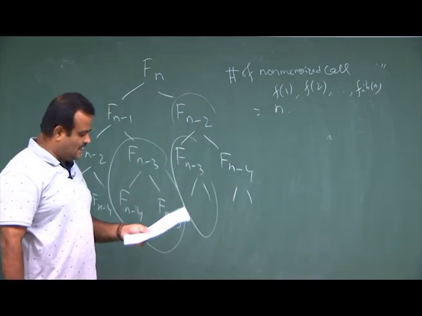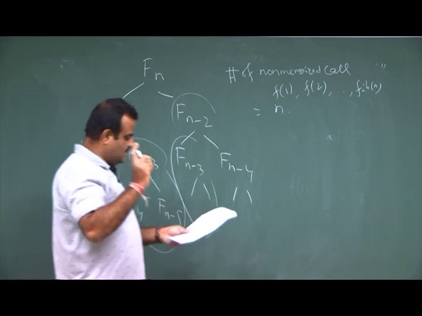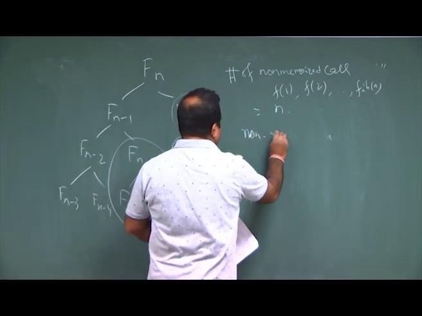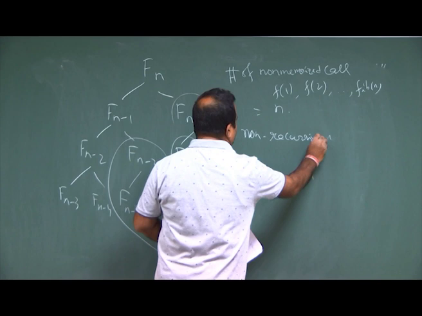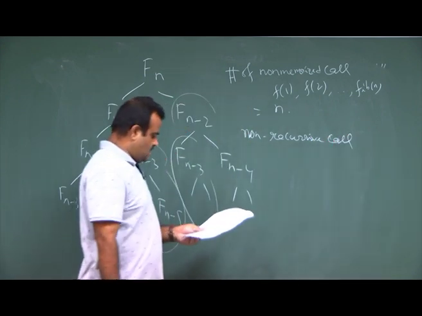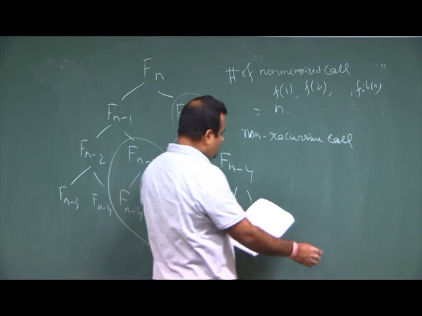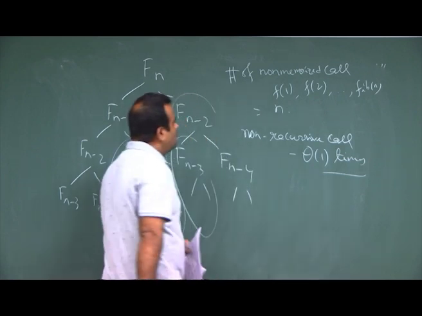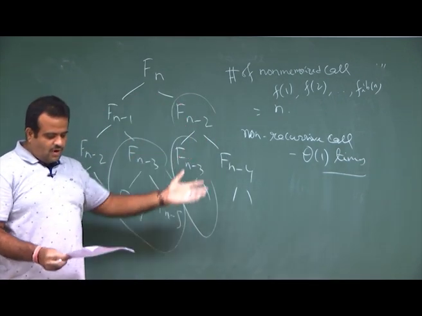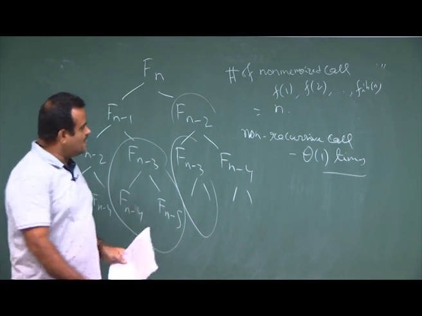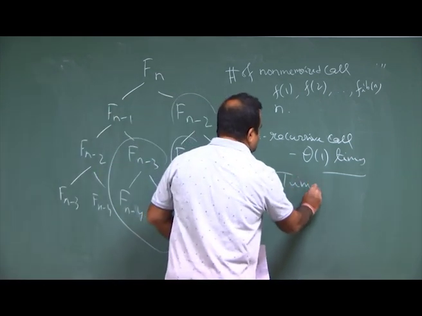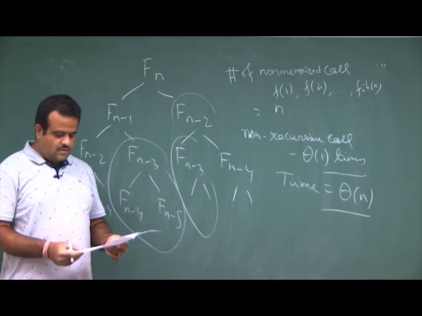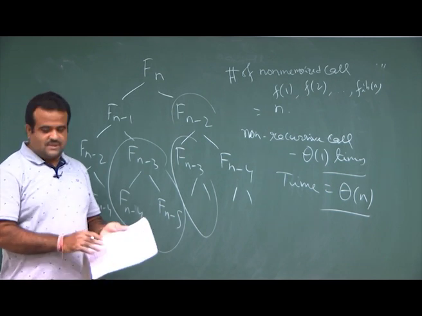Now, for the memoized calculation, that is the non-recursive call. A non-recursive call basically takes theta of 1 time, because we have already calculated this. So, what is the total time complexity? Time complexity is basically theta of n.